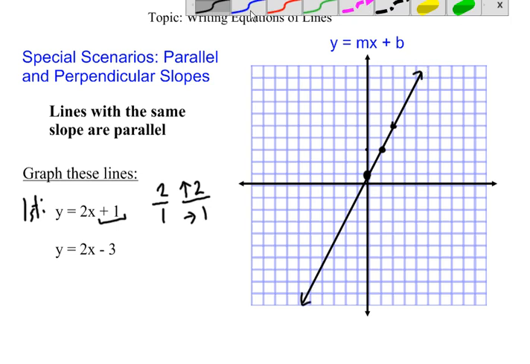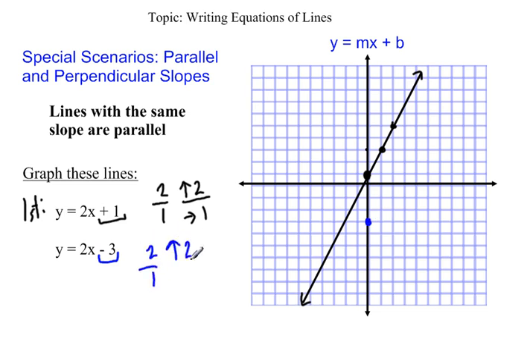Right, so there's our first line. Now our second line is y equals 2x minus 3. So my y-intercept here is at negative 3. But my slope is still 2 over 1, which still means up 2, right 1.